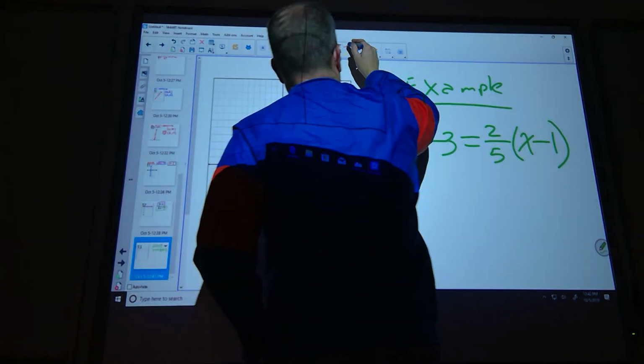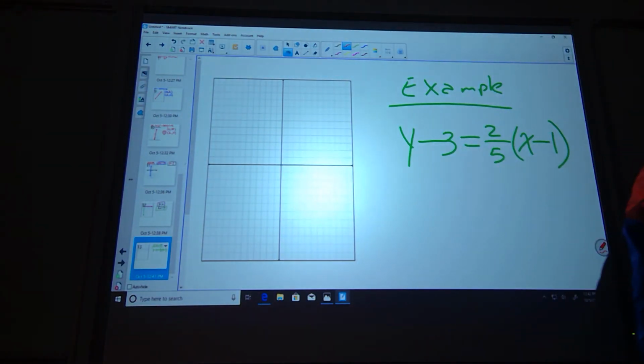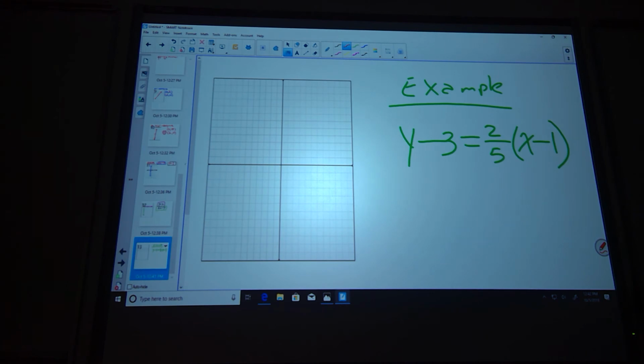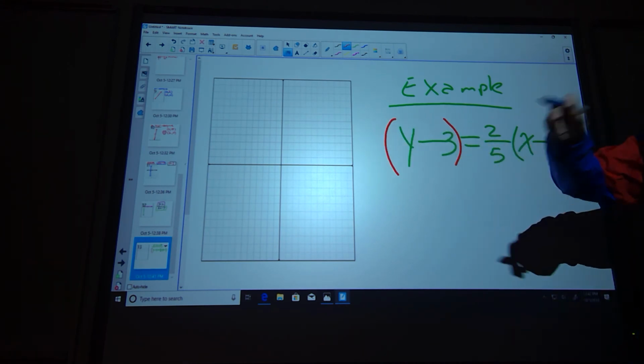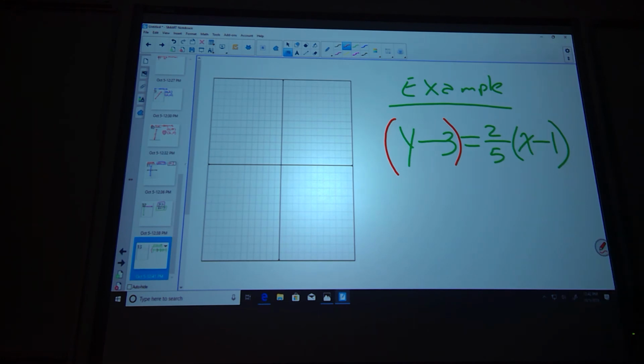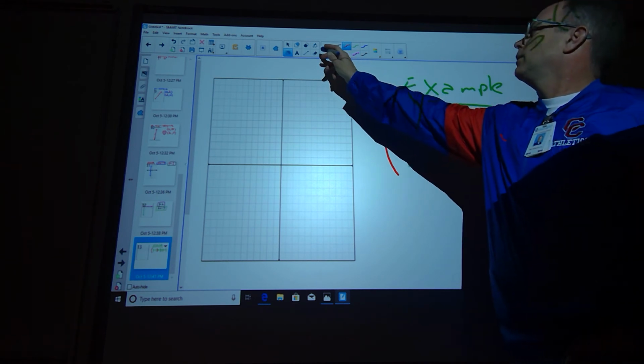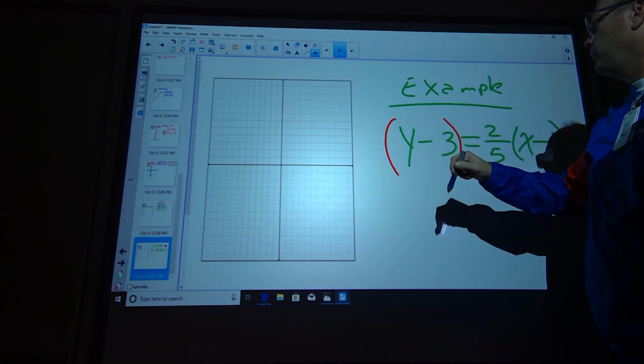First thing, I think a good habit we should maybe start doing is let's bring good work ethic back into this. This is grouped. Is that y minus 3 or y minus negative 3? Y minus 3. So let's make these grouped.